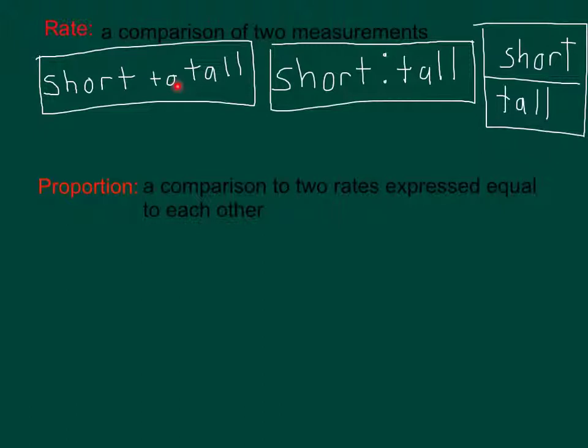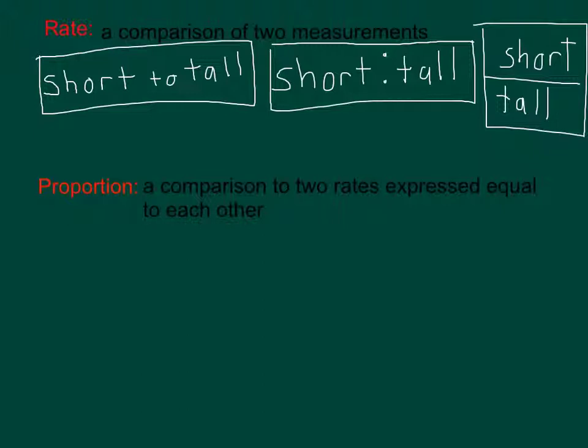The second way is to use a colon, which basically is used in place of the word to, like in this second example. This says short to tall. We're comparing Mr. Short to Mr. Tall. Another way that we can write rates is as a fraction, this last way. We're comparing Mr. Short to Mr. Tall.